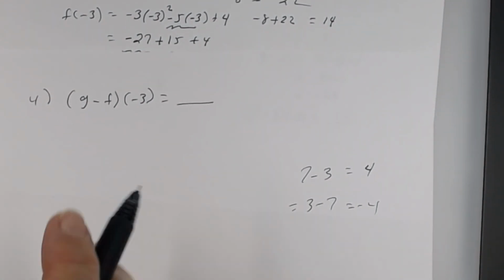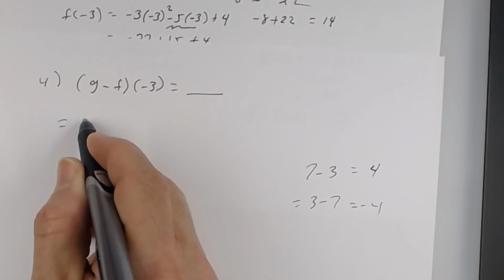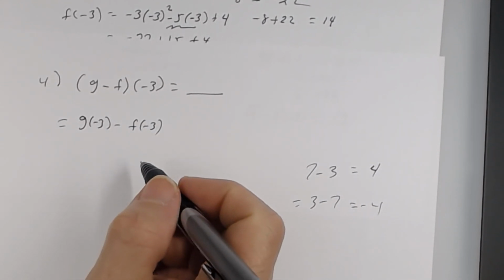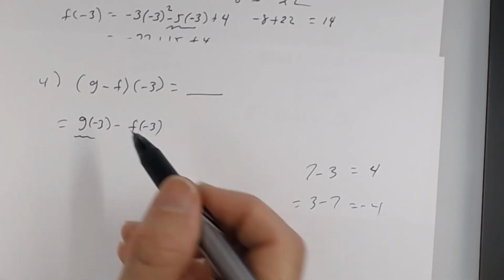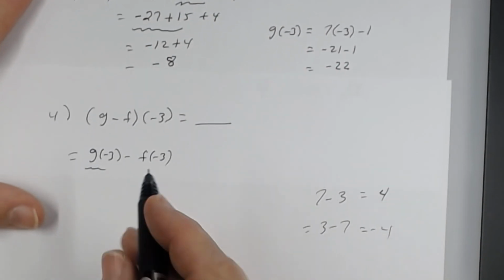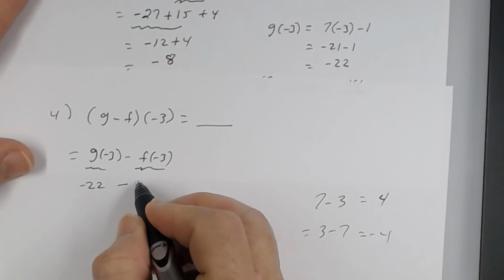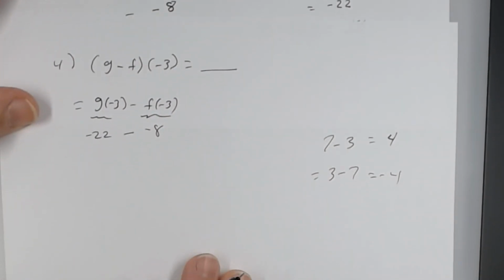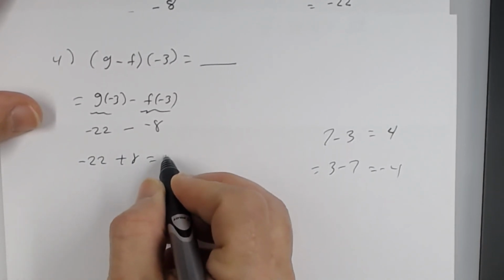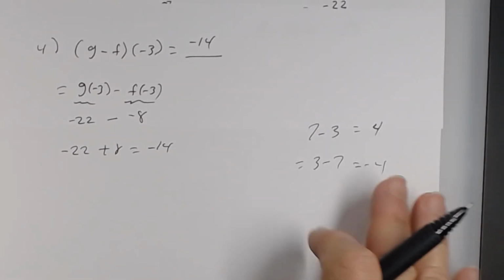So let's think about this real quick. By definition, what's that equal to? G of negative 3 minus f of negative 3. But we already did g of negative 3. What was it? It was negative 22, right? Y'all remember that? Okay. Minus, what is f of negative 3? Negative 8. Y'all agree? So negative 22 plus 8 gives me what? Negative 14.